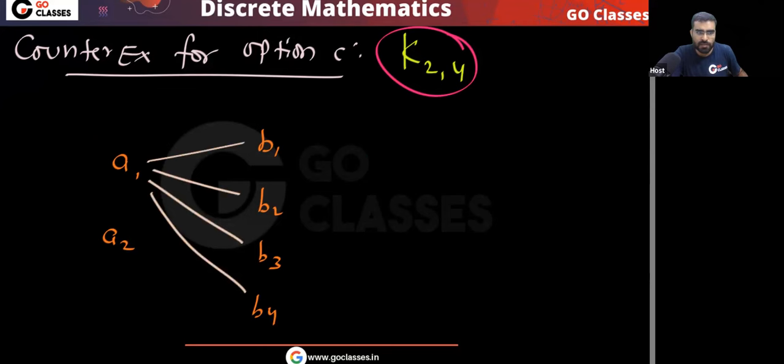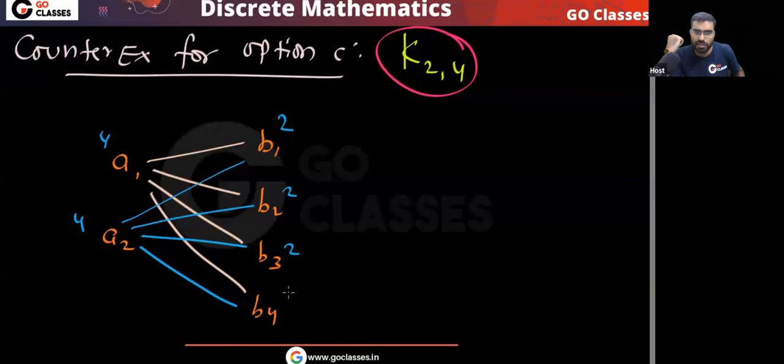Tell me, in this graph, do we have a Hamiltonian cycle, do we have an Euler circuit? Let me know. You can notice the degrees here: 4, 4, 2, 2, 2, 2. So yes, there is an Euler circuit.